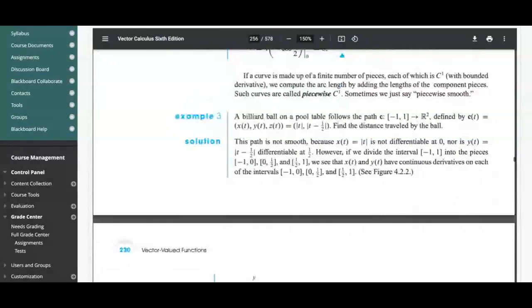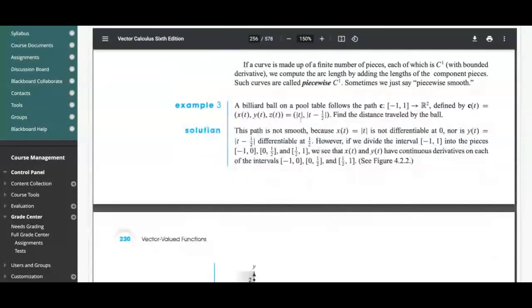Example 3, the little difference is, you see the first component, x of t, is the absolute value of t. The second component is the absolute value of t minus half. The z component is 0 because it doesn't show up here.